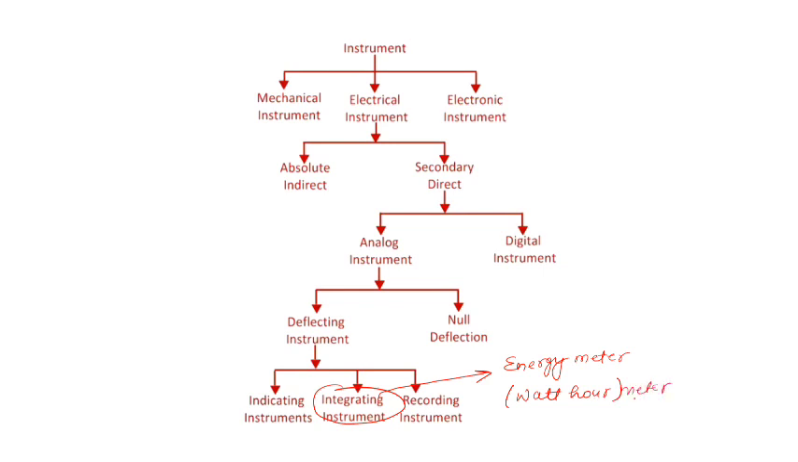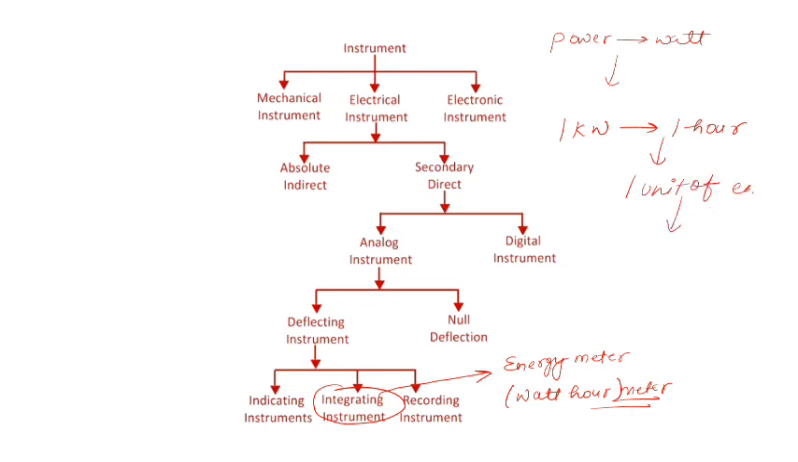Okay, so let us understand why it is called a watt hour meter. You already know that the basic unit of power is watt, and it is measured with the help of a wattmeter. And 1000 watts make 1 kilowatt. So I can say that if one uses 1 kilowatt for 1 hour duration, then 1 unit of energy is consumed, or you can say 1 kilowatt hour of energy is consumed.